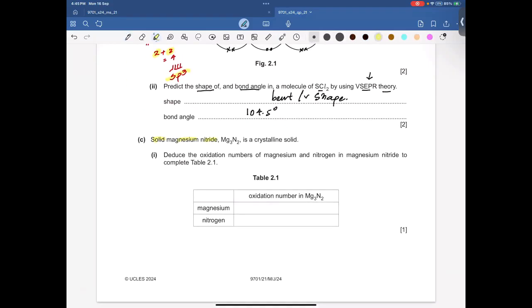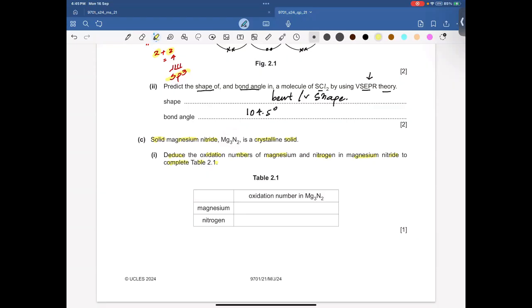Solid magnesium nitride is a crystalline solid. Obviously, it is an ionic compound because it consists of only 2 elements. So it has a pure ionic crystal, guys. Deduce the oxidation number of magnesium and nitrogen in magnesium nitride to complete table 2.0. Oxidation number of magnesium nitride.